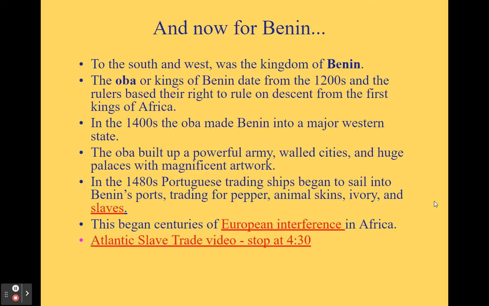They built up a powerful army, walled off their cities, and built huge palaces with magnificent artwork. And then they start trading with Europeans, specifically the Portuguese. All right, the Portuguese trading ships begin to sail into Benin's ports. They're trading for pepper, animal skins, ivory, and slaves. And this begins centuries of European interference in Africa. This is one of the starting places of the Atlantic slave trade.